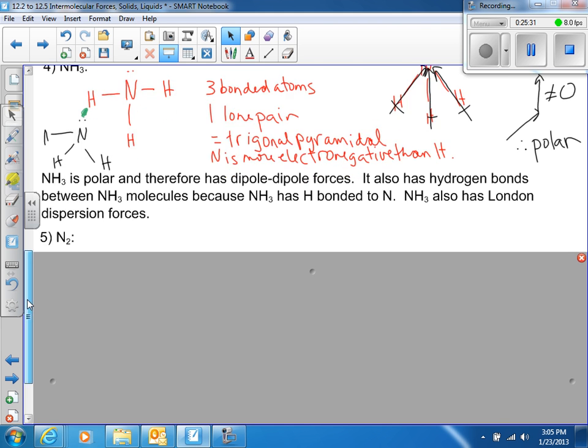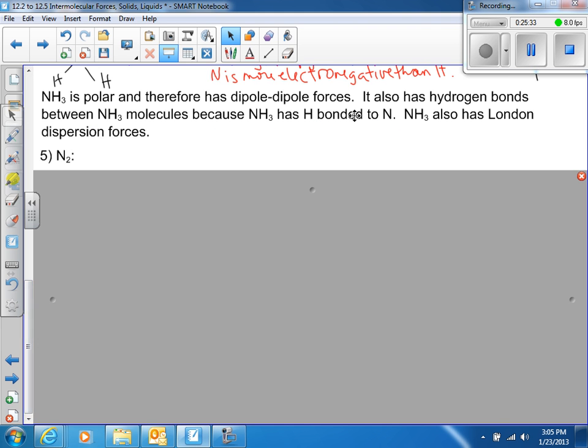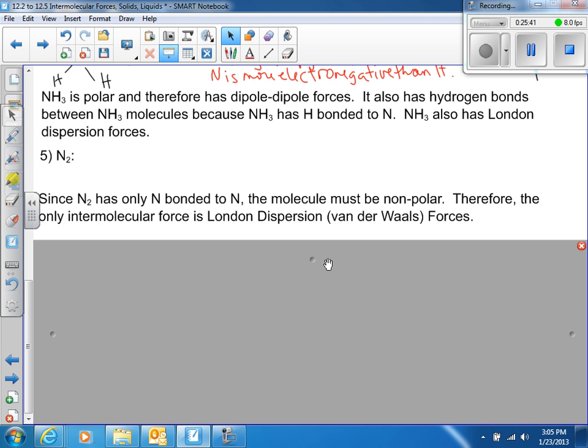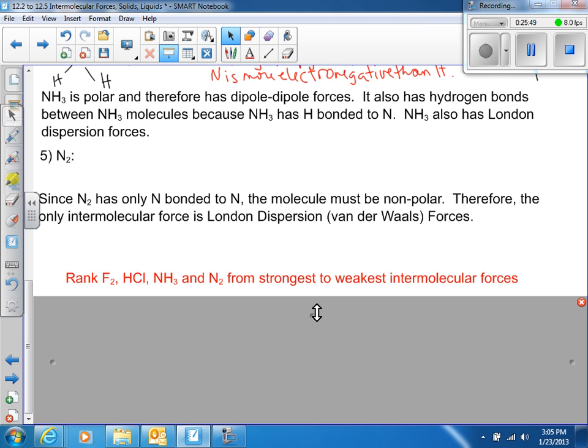Okay, another example, N2. Try to do that on your own. I'm about to show you the answer. So pause. Answer's coming. Pause. Here's your answer. N2 only has N bonded to N. Molecule's not even polar. We don't have to check. Only has London dispersion forces.